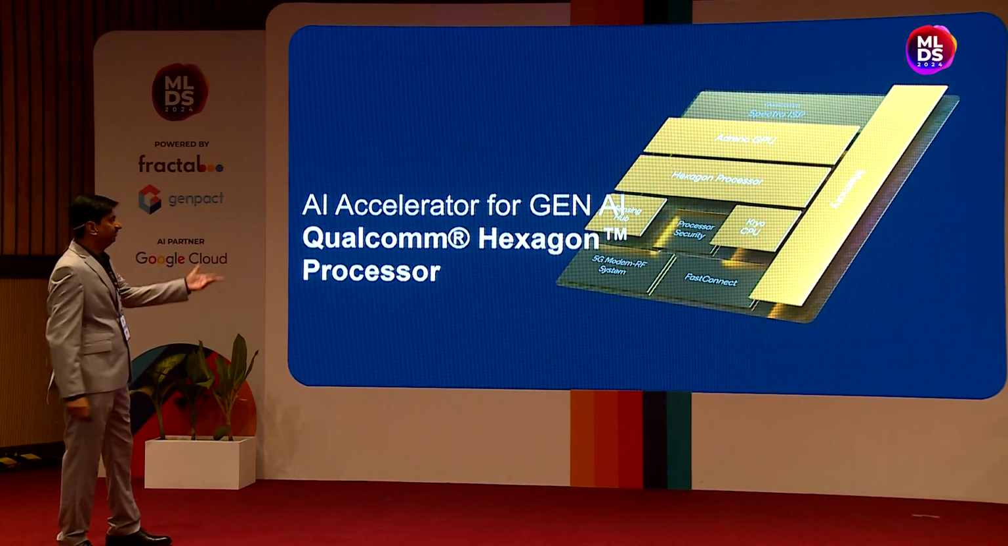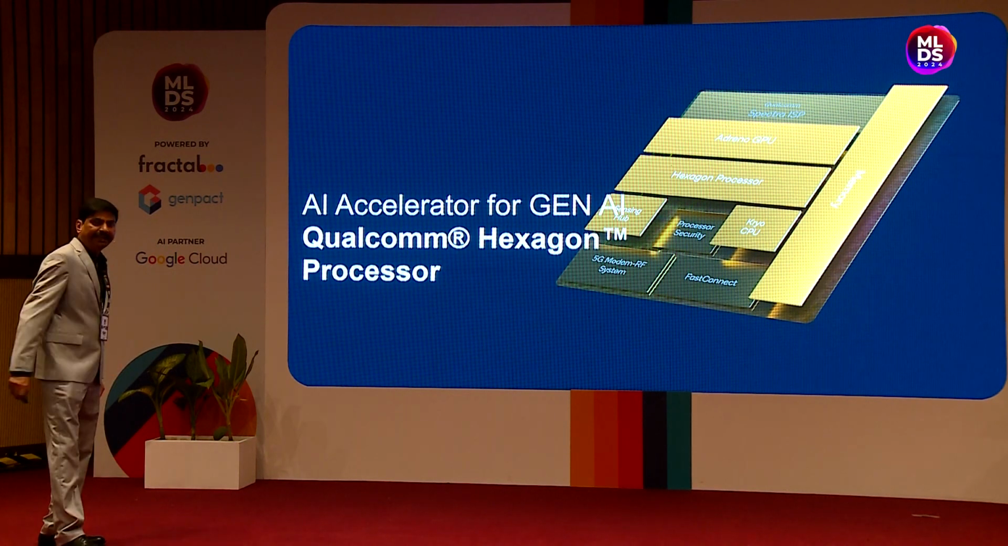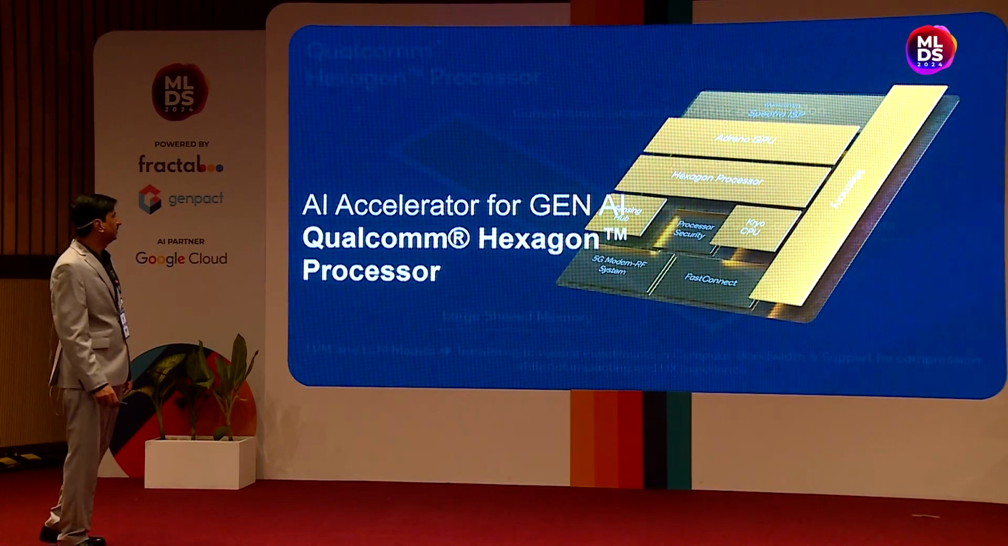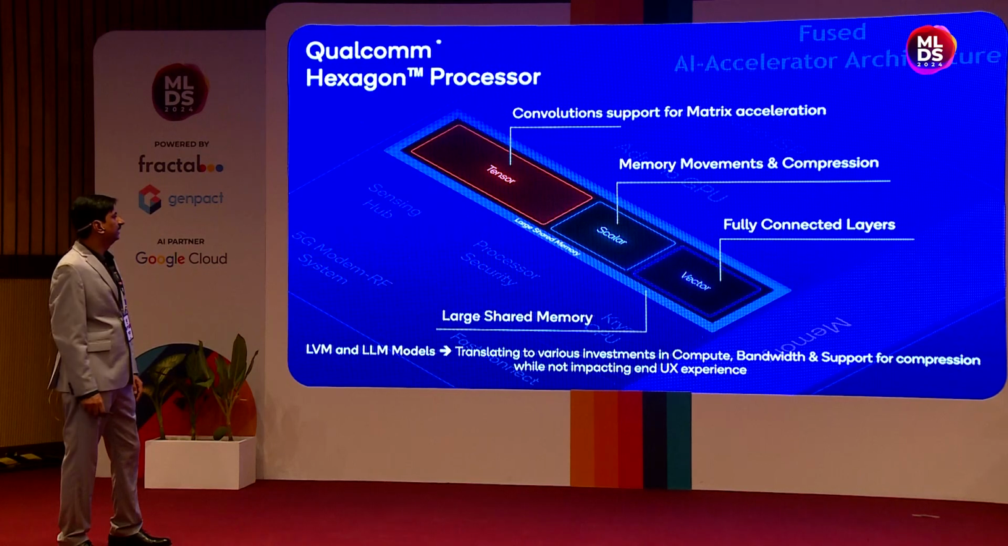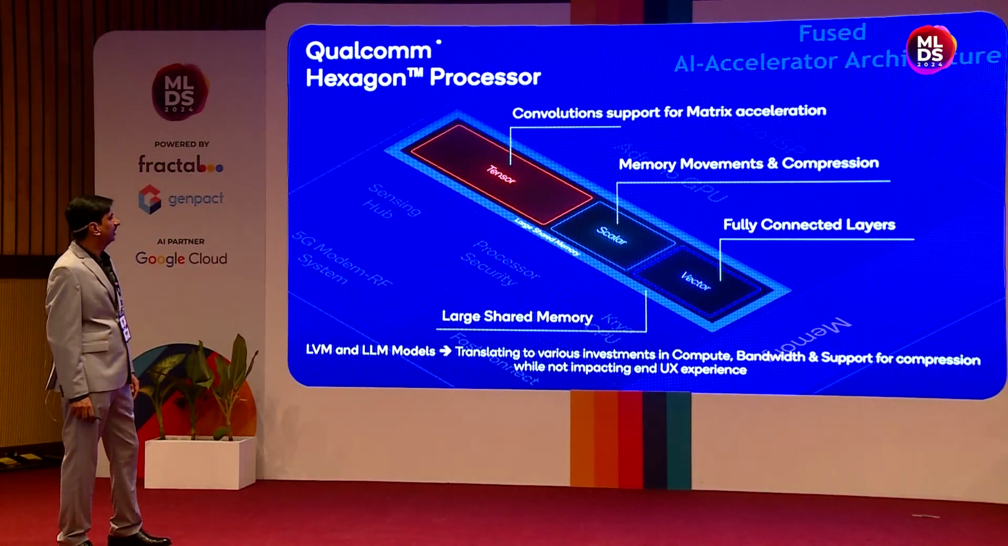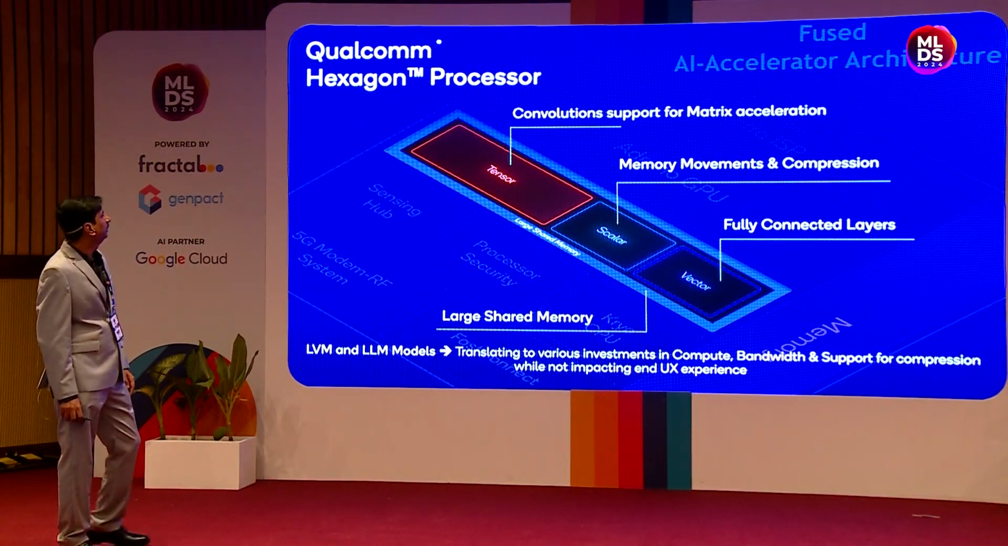So I just wanted to give an example: you can conveniently use our Qualcomm Hexagon processor, which is an AI processor built into all the Qualcomm chipsets. It comes with three IP blocks: one is a scalar, then a vector, and then you have tensor blocks.